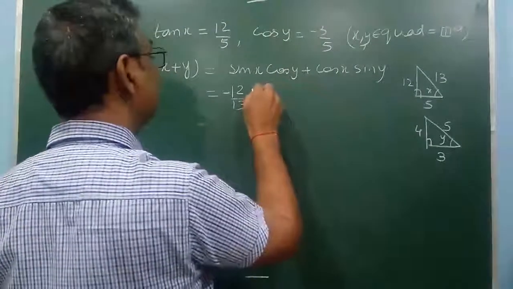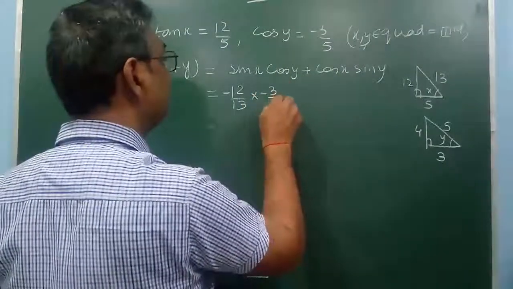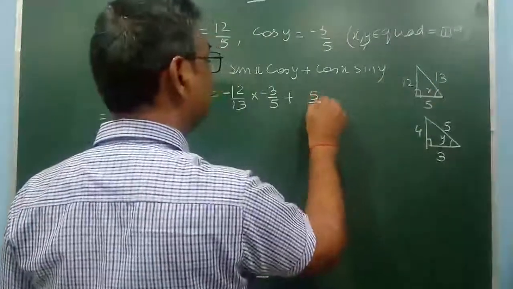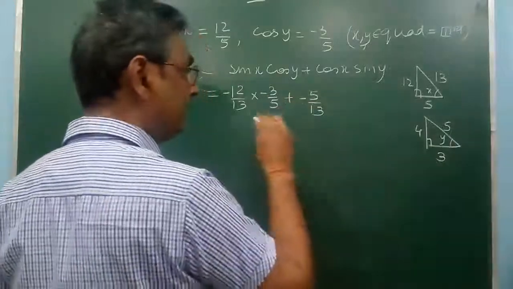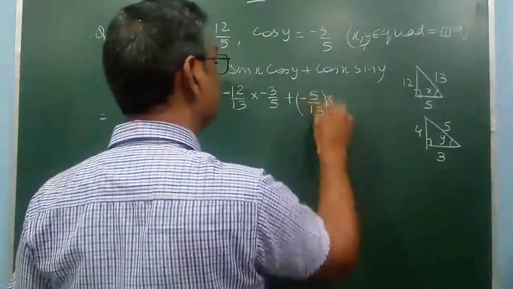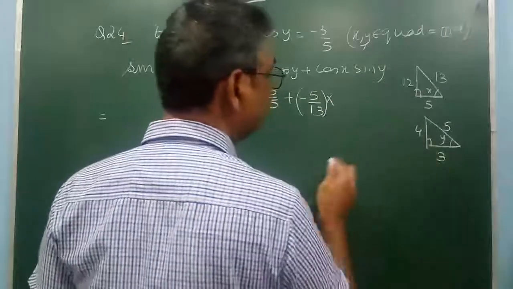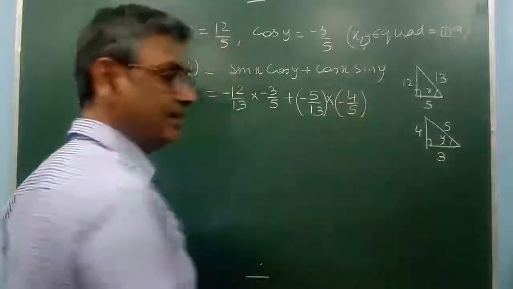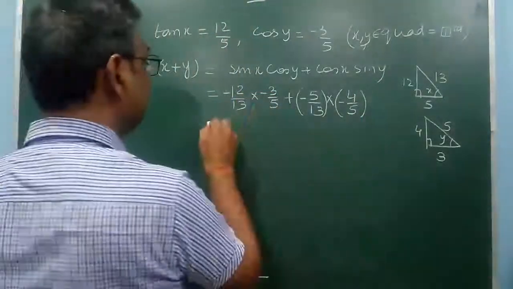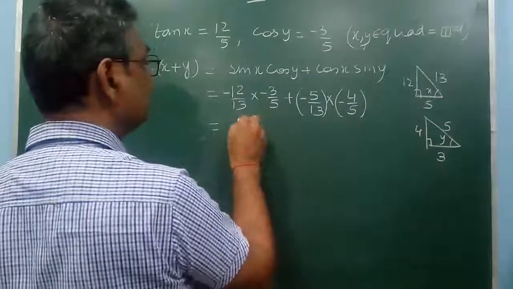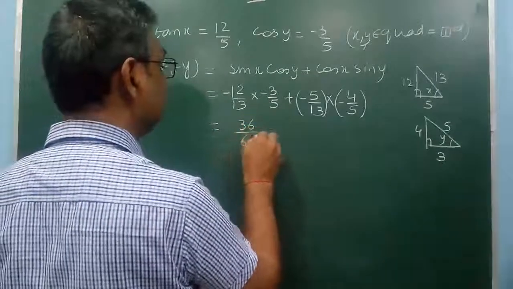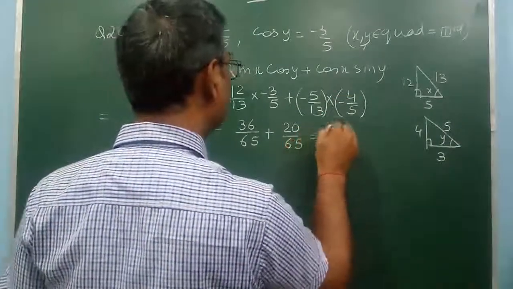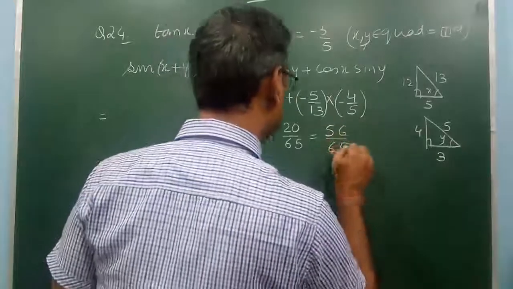Cos y is already negative, into minus 3 upon 5, plus cos x. Cos x is 5 by 13. This is minus, third quadrant, into sin y. Sin y is this 4 by 5. Again this is minus because this is third quadrant. Now this minus and minus will become plus. So how much is it? 36 by 65 plus 20 by 65 and the answer will be 56 by 65.